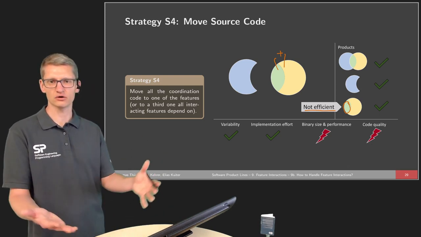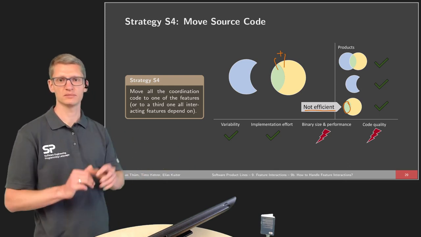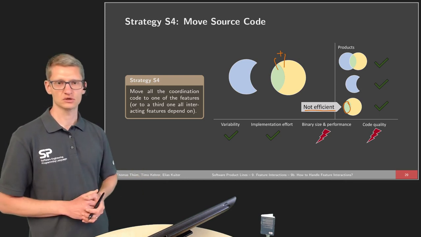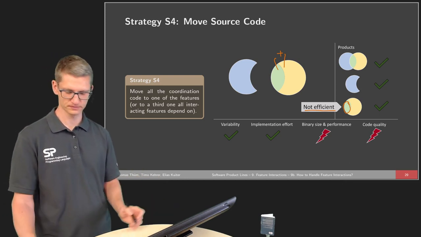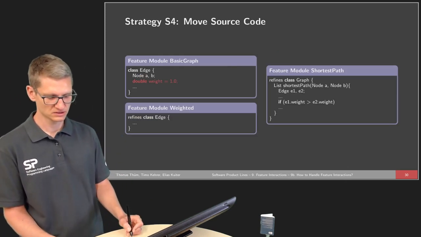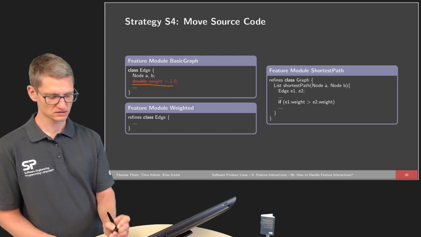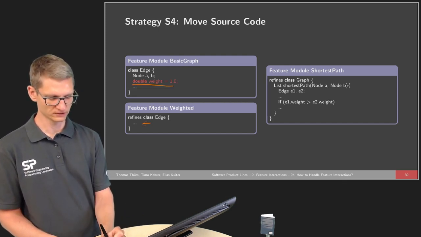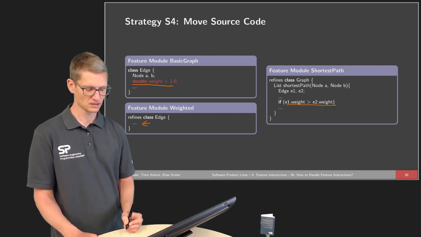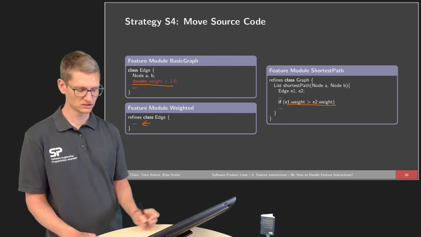So the idea of feature-oriented programming, for instance, was that we split up our implementation into certain features and we would have some coordination code within that feature module. So let's have a look at what this means. For example, it means that we would say the basic graph already has the attribute weight. So the weight is not needed anymore over here. In the weighted feature, we can now access the weights, and the weights would basically be replaced by another value in the feature module weighted.